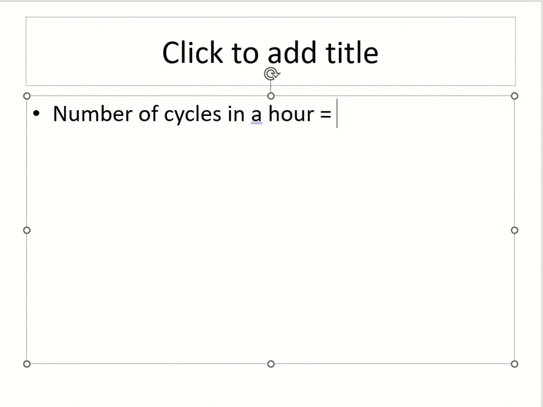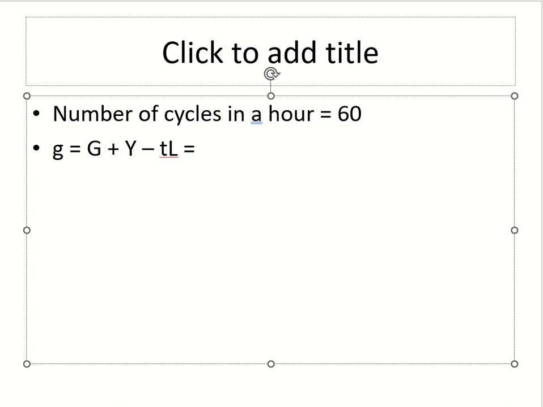How many? 60. Okay, 1 minute for every cycle. So in 1 hour I can have 60 cycles. In one cycle, how much effective green time do I have? Effective green time in one cycle. Effective green time we represent with small g. It was capital G minus TL, okay, the lost time.